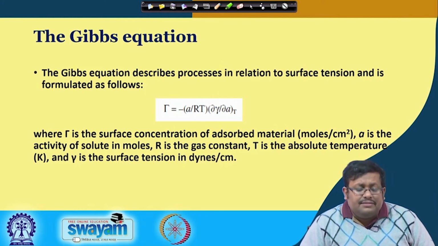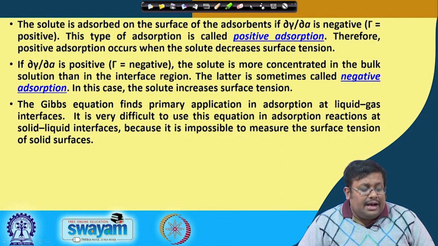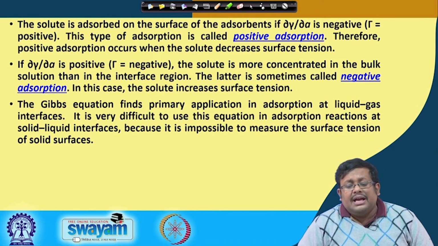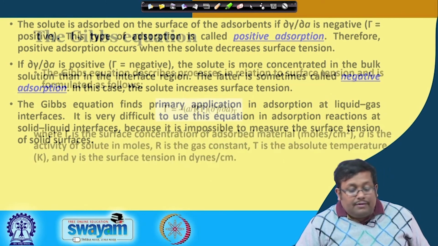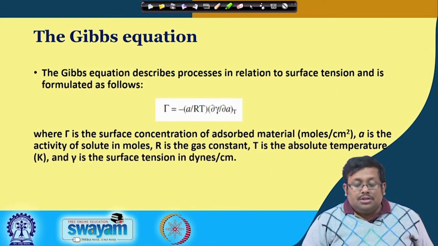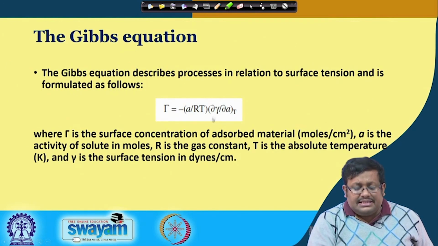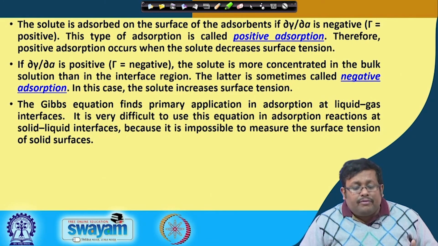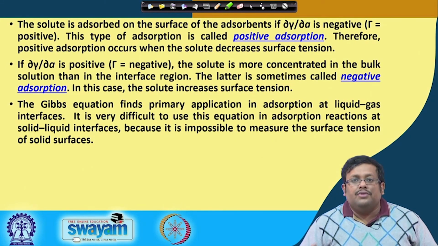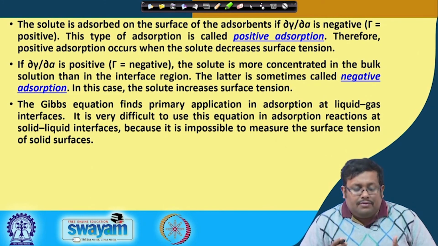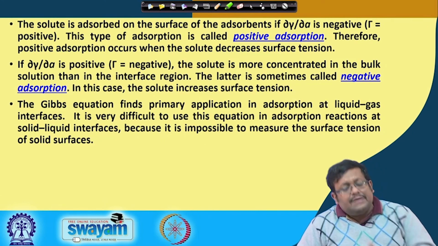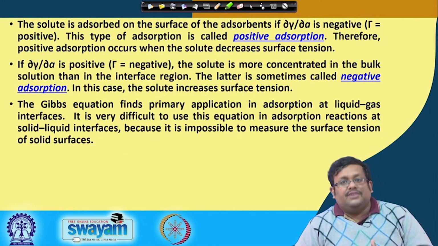So, this Gibbs equation takes this form, and the solute is adsorbed on the surface of the adsorbent if d gamma by dA is negative. If you remember, this is a negative term. So, if this d gamma by dA, which is this term, is negative, ultimately tau is positive. This type of adsorption, when tau is positive, is called positive adsorption. Therefore, positive adsorption occurs when the solute decreases surface tension, remember that.